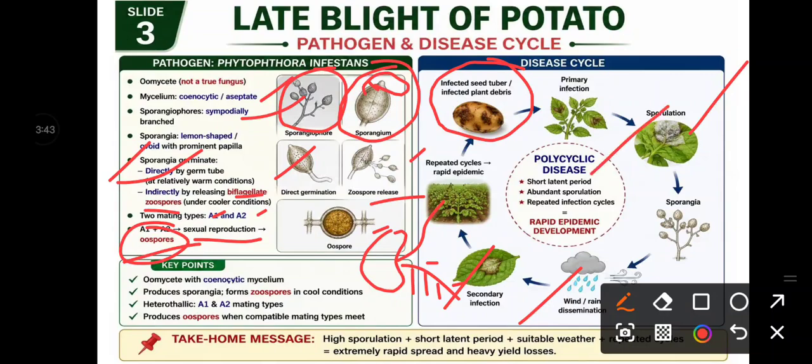This is polycyclic in nature. It has a very short latent period. Latent period means the gap or interval between the infection and the sporulation. Okay, so if the latent period is short, it means it is producing a very abundant number of conidia or sporangia within a very short period of time. So abundant sporulation is there and repeated infection cycles, that is leading to rapid epidemic development.